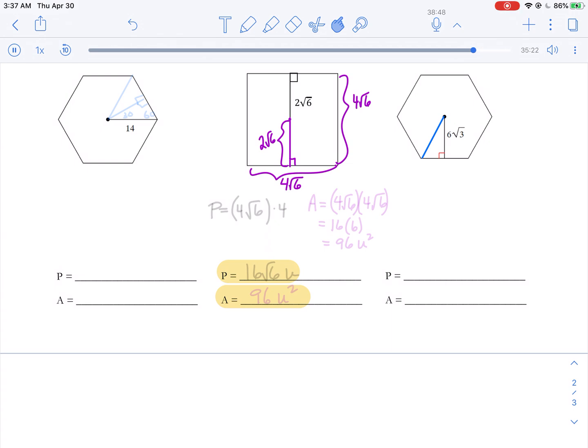So for perimeter, Haley, tell me how to find the perimeter. 4 root 6 times 4. What is that? 16 root 6. Good. Okay, and then let's do the area. I'm going to move this here. Area. What color was I using? I was using purple.